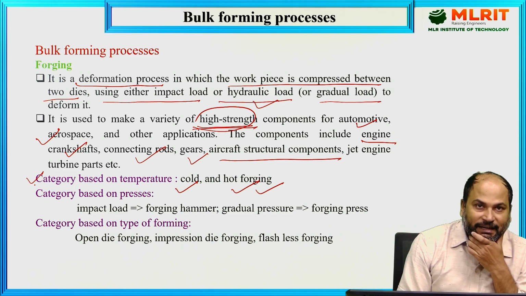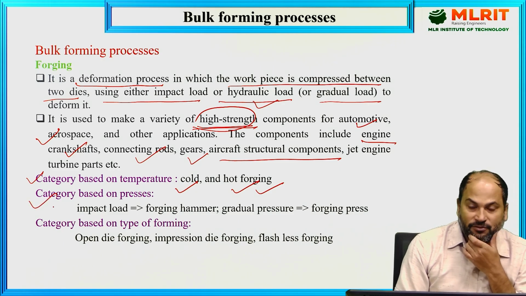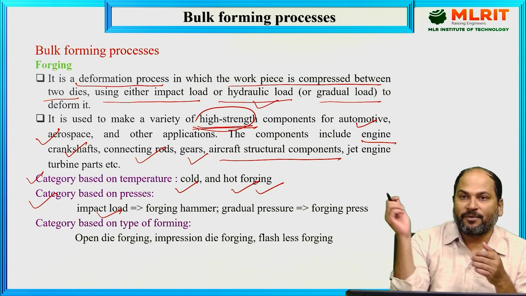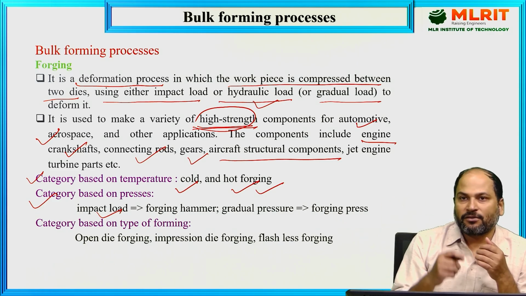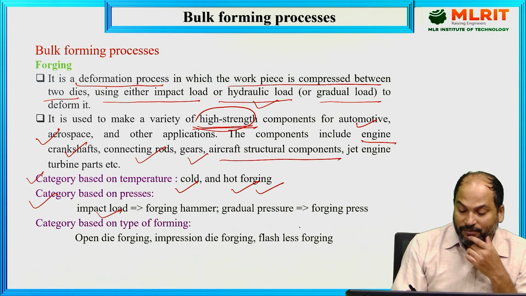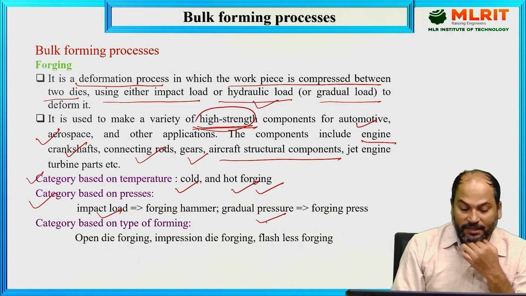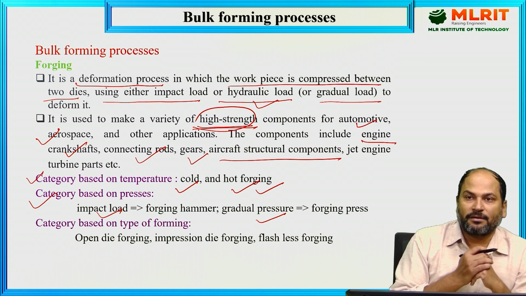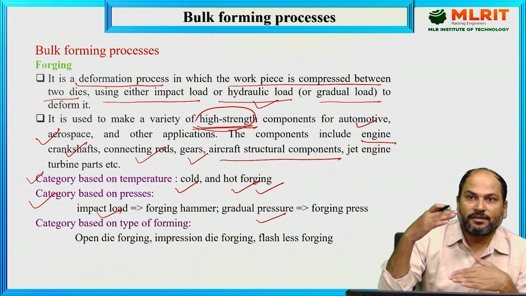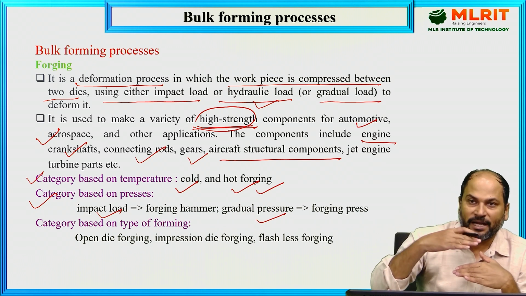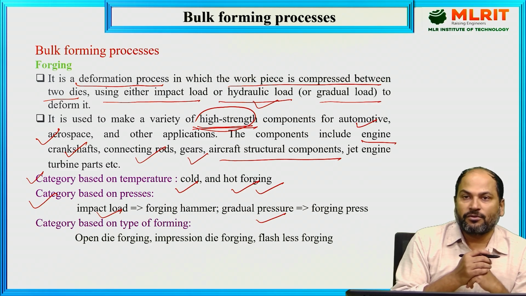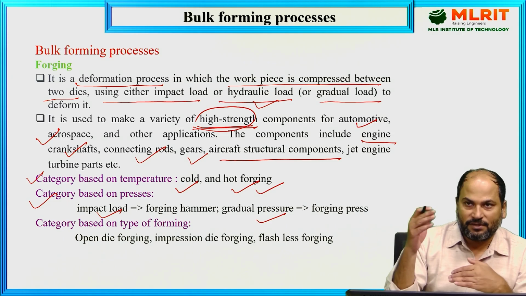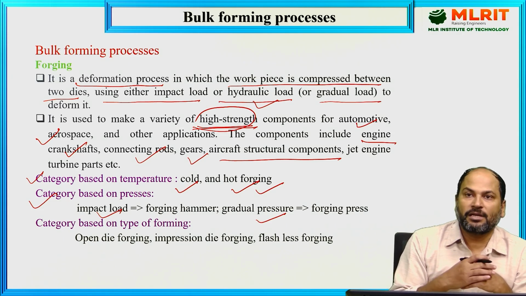What is the second criteria? That depends on the presses, the forces we are applying. So it may be impact loading, means if we are using hammers, through hammer we are applying the force to deform the material, or it may be through a gradual pressure application through presses. Like compressive presses are there, through presses we are gradually applying the load on the material that we are going to deform, or impact loading. So based on these two it is classified, either we are applying the sudden loading, or gradually we are applying the load.